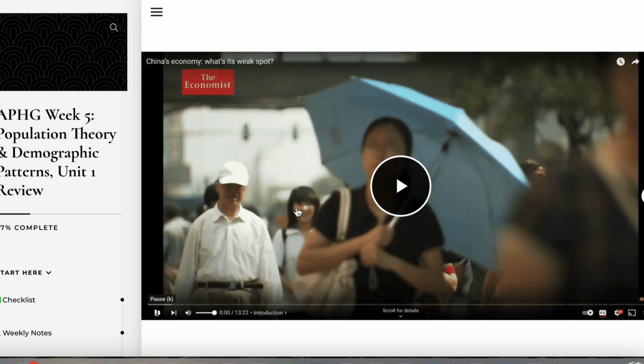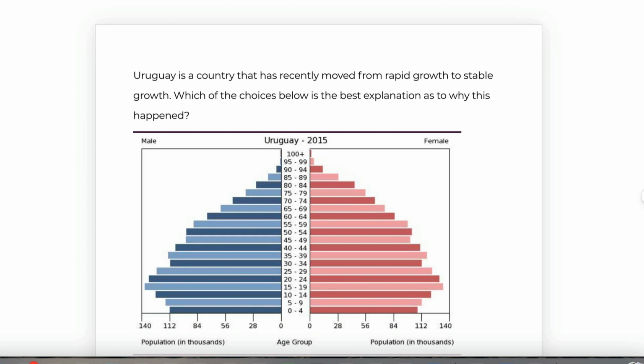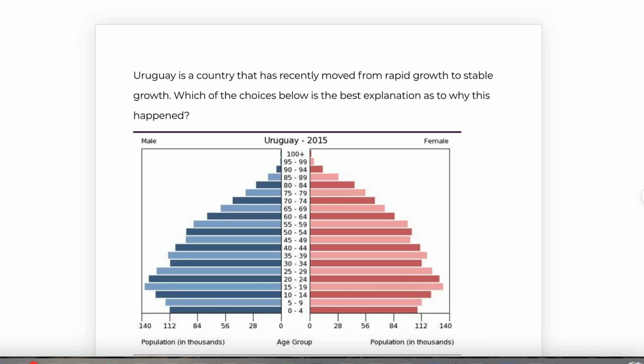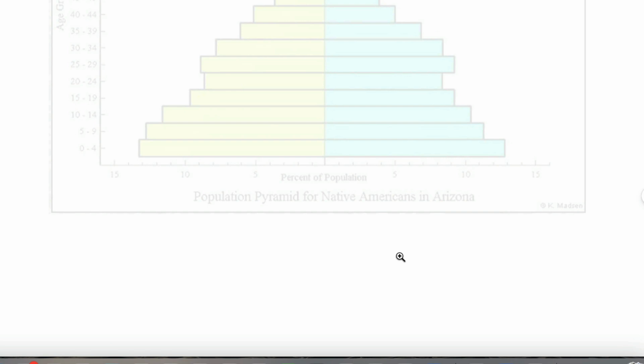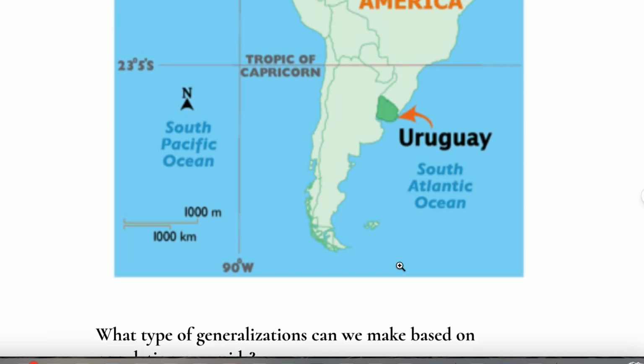kind of showing a little bit more of a case study of a country with a declining birth rate, and then relating back really to development with the demographic transition model, how countries move through the demographic transition model and become represented by different shapes of pyramids.